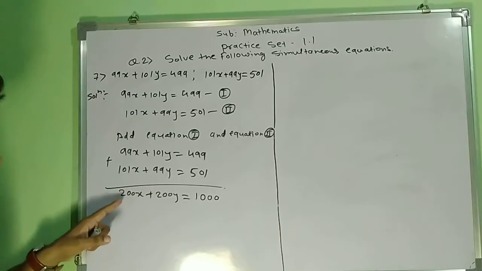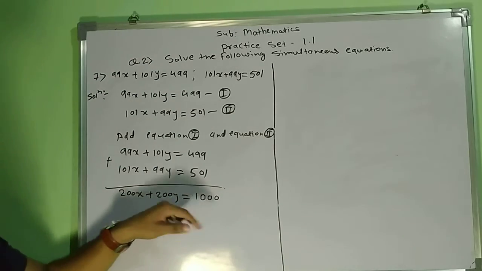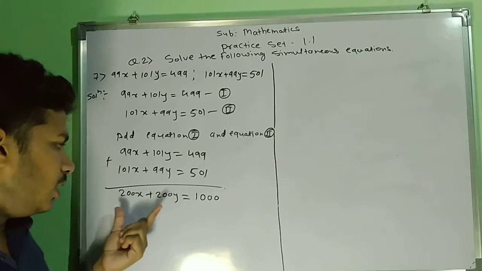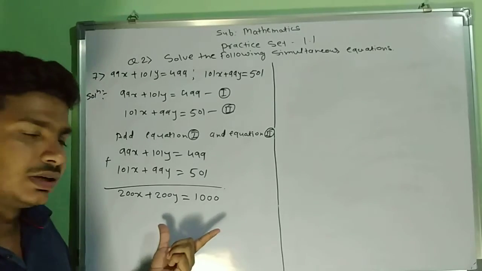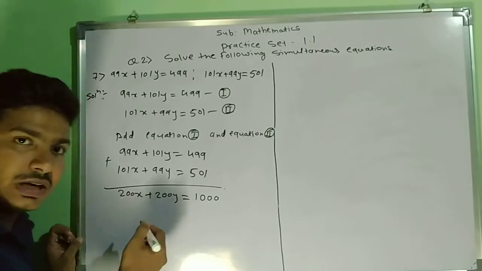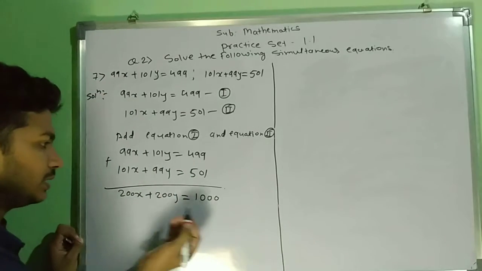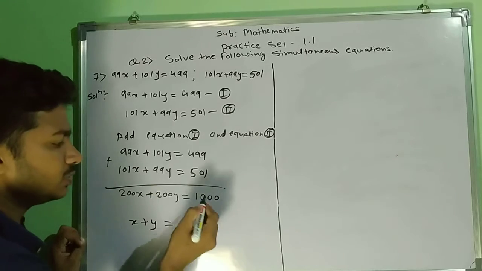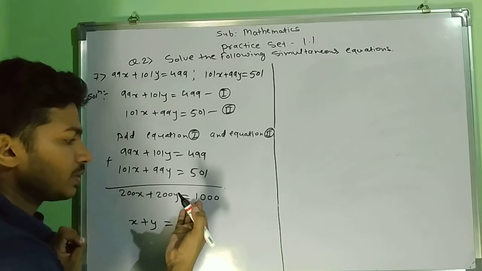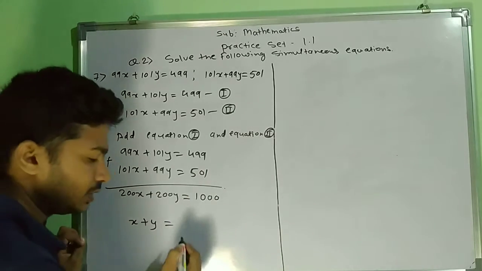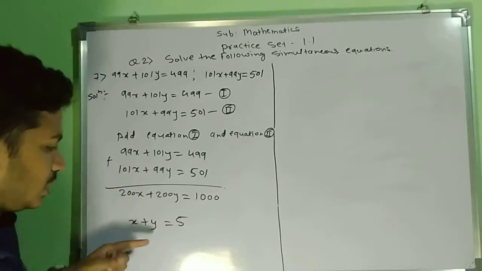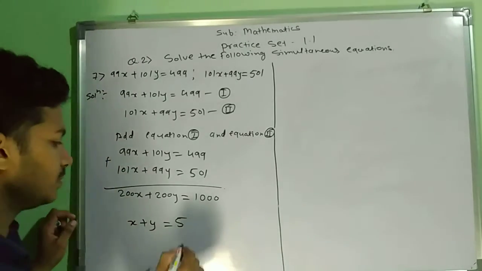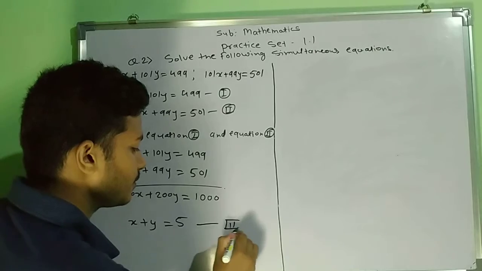Okay, now look here, this is 200x plus 200y, which is equal to 1000. Now if we divide that equation by 200, what will we get? Here we are dividing that equation by 200. After dividing by 200, we get x plus y, which is equal to, if we divide 1000 by 200, 5. We got another equation. Let's call that equation number 3.